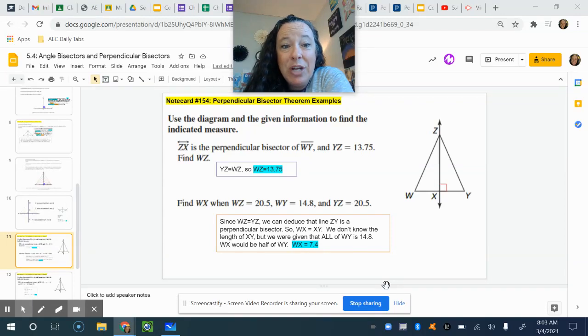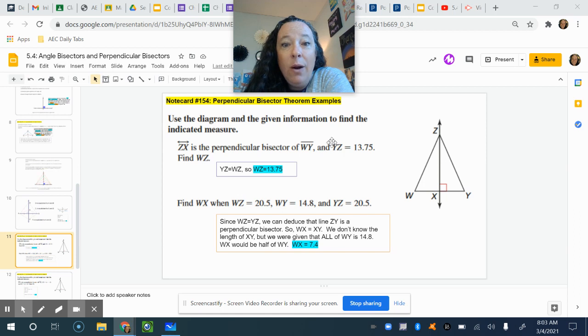Here's some examples. Note card 154, perpendicular bisector theorem examples. So using this, it tells me that ZX is a perpendicular bisector. It's marked that it's perpendicular, but it wasn't marked that it bisects, meaning that X is the midpoint, but it tells me that here, so I know that this is a perpendicular bisector. What can I conclude? That ZW is the same as ZY.